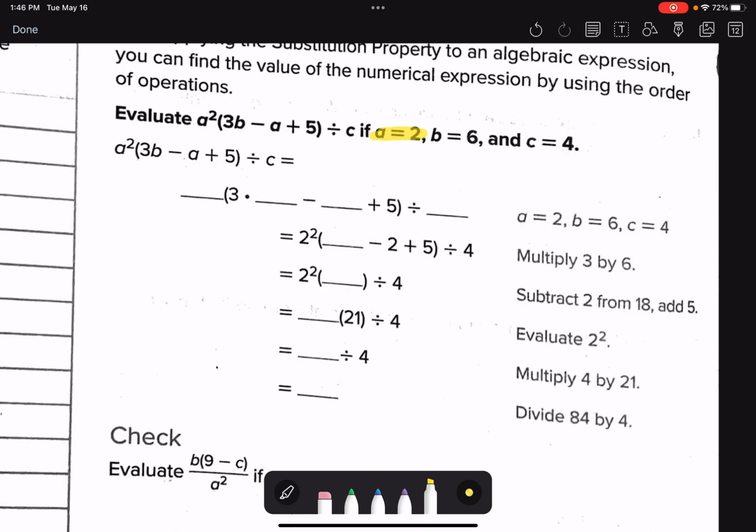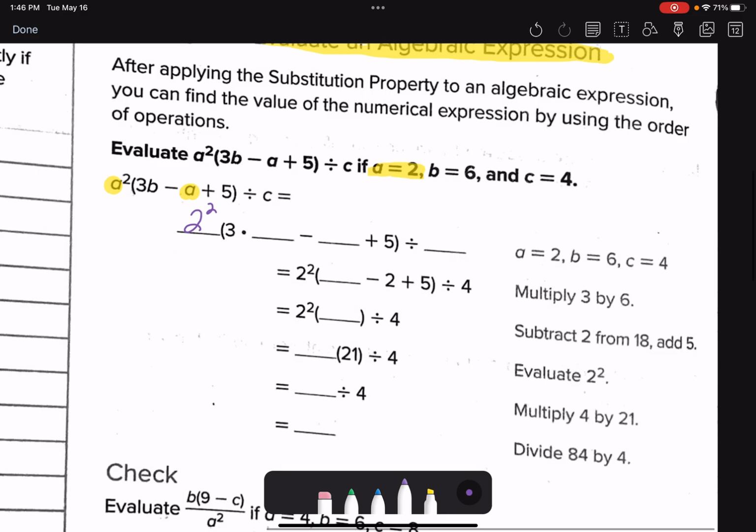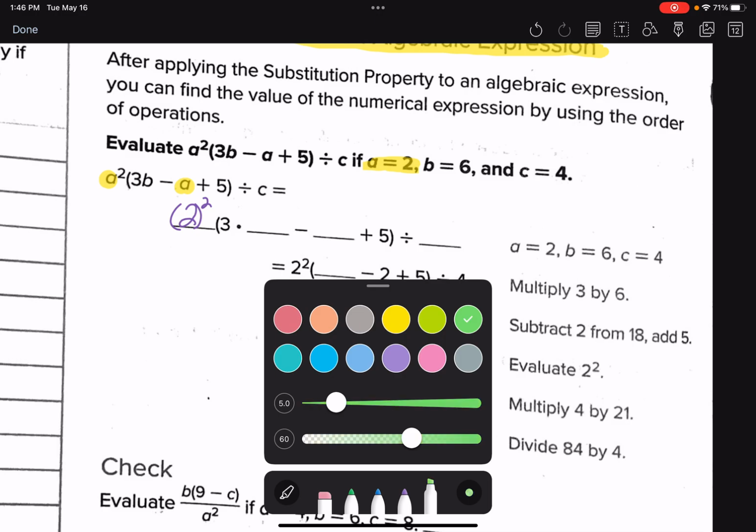So A equals 2 is right here, and that means anywhere where there's A, I'm going to replace it with the number 2. So for this one here up at the beginning, it's A squared. So instead of putting that, I'm going to put 2 squared. And whenever we substitute a variable, I want us to have a habit of putting it in parentheses. This is going to come in handy later on. This doesn't have to indicate multiplication, but it is a good habit to have, so that way you understand when a sign or something belongs to a particular variable.